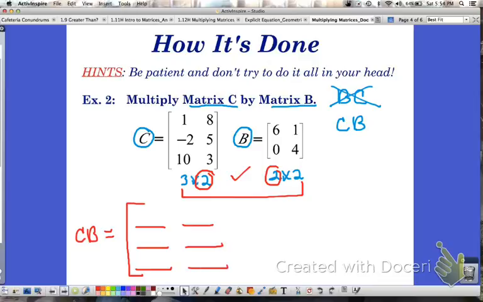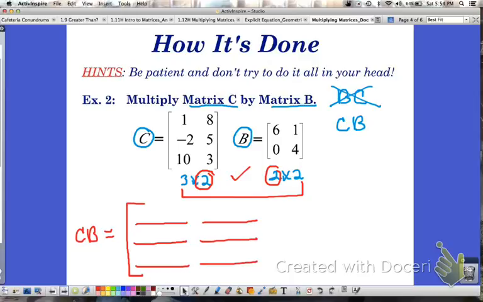This is what I'm looking at for the spacing. Actually, I'm going to make my lines longer because I know I'm going to be multiplying and adding lots of numbers here. First row, second row, third row. Now you don't have to make these lines like I'm doing. I'm just doing it to help myself stay sane. My final answer is going to be a 3 by 2, so I just need to have enough space for 3 rows, 2 columns. All right, here we go.